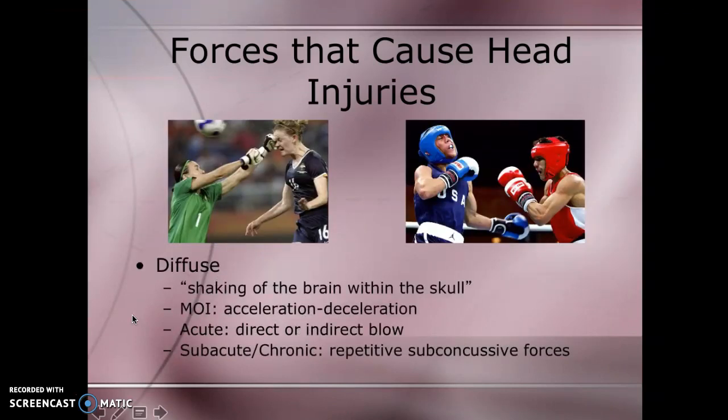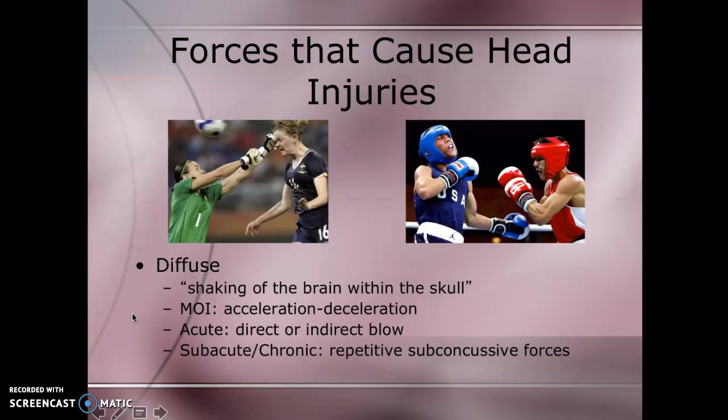Okay, so other forces that cause head injuries. Let's look at this concept of diffuse injuries. The brain is shaking around inside of the skull, and the mechanism of injury is that the brain tissue itself is accelerating and decelerating. It accelerates because of a force that's induced on it, and then it decelerates when it hits the skull. These can be both acute or subacute/chronic injuries.